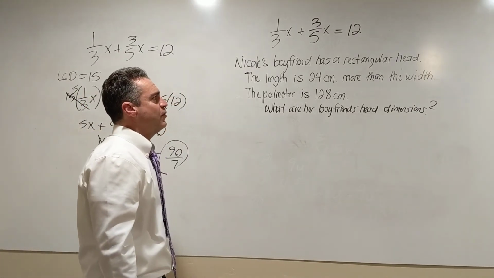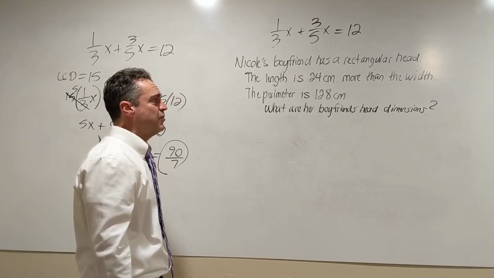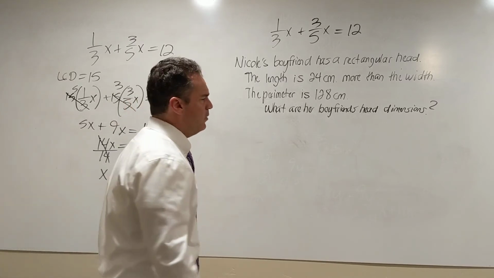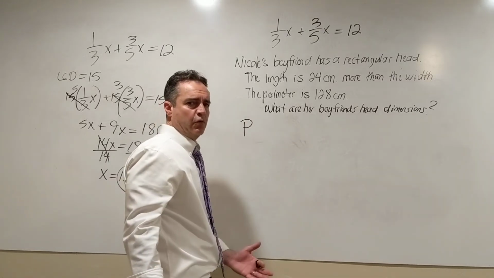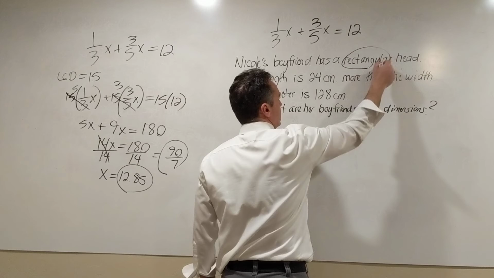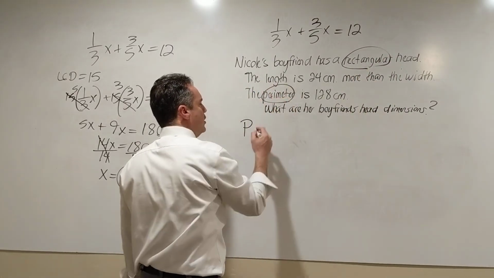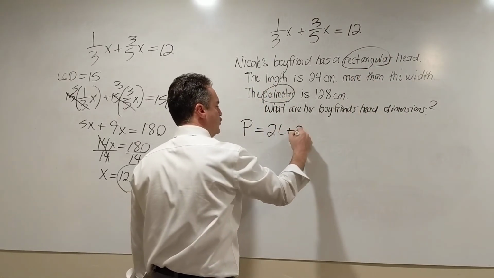Okay, the length is 24 centimeters more than the width. The perimeter is 128 centimeters. We talked about this. This is a geometry problem, right? Because we're dealing with rectangles. That key word there, rectangle. And another key word, perimeter. So perimeter equals 2L plus 2W.